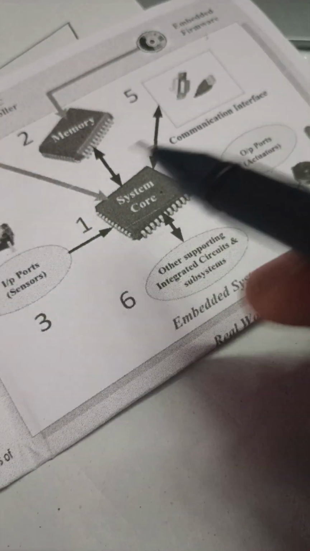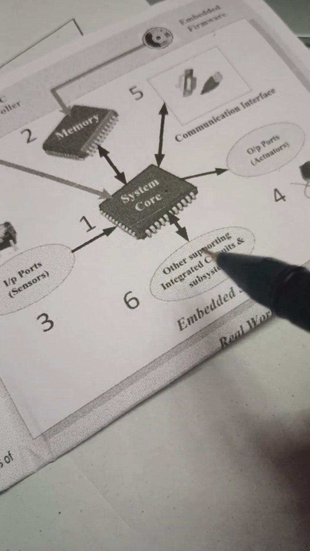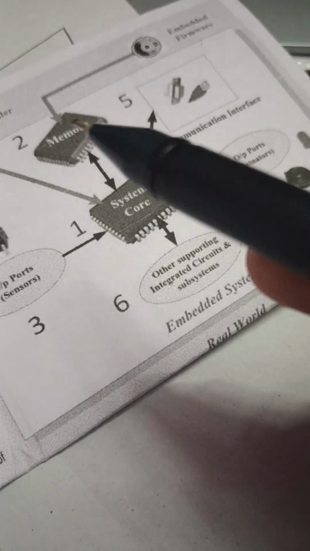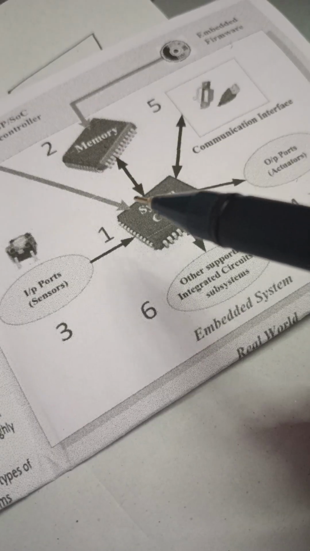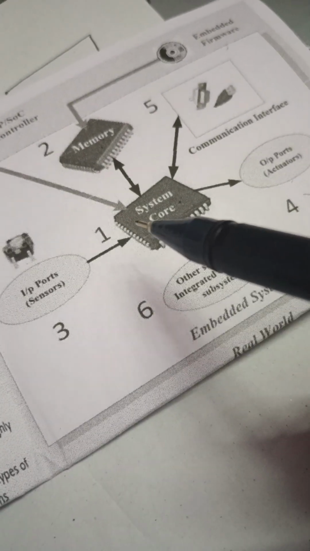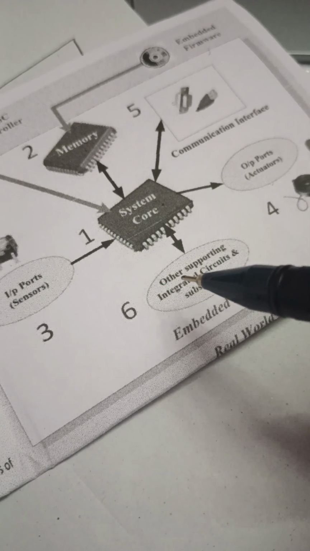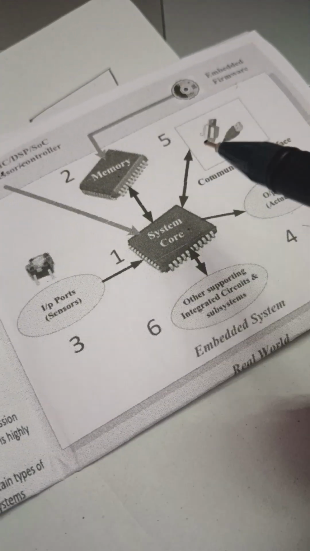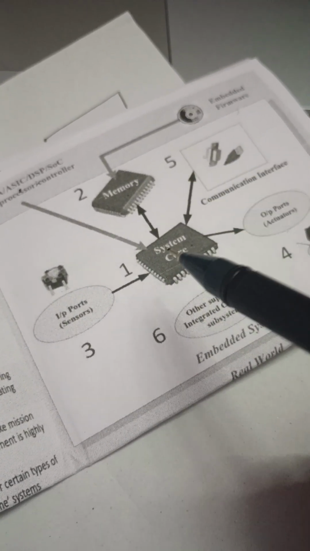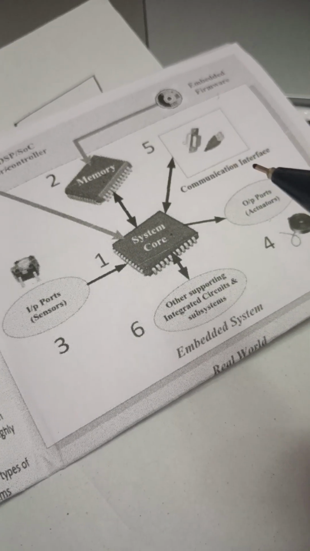With all these, it also contains some other supporting ICs and subsystems. If you take, for example, any general microcontroller board or embedded system such as Arduino, ESP32, STM32, they contain some supporting ICs such as DACs, ADCs, system ALUs, etc. So this is the basic typical block diagram for the embedded system. It's very simple, easy to explain, and I hope you like the video. Thank you.